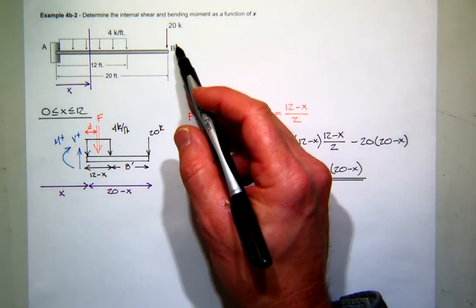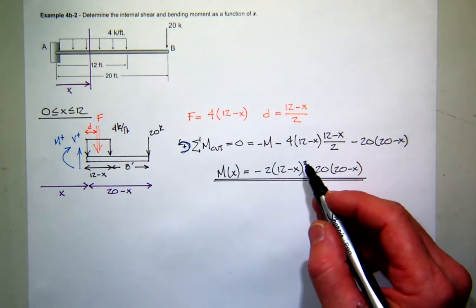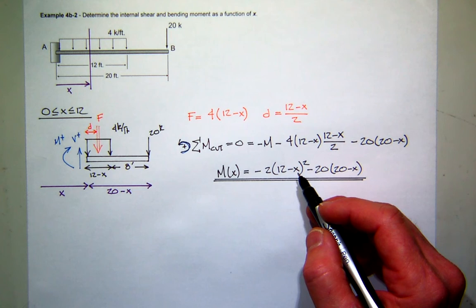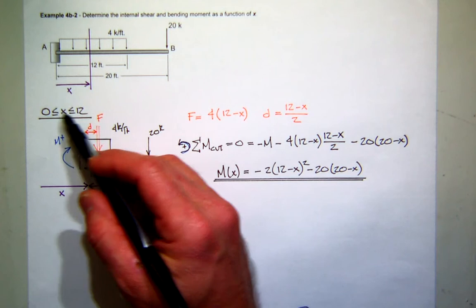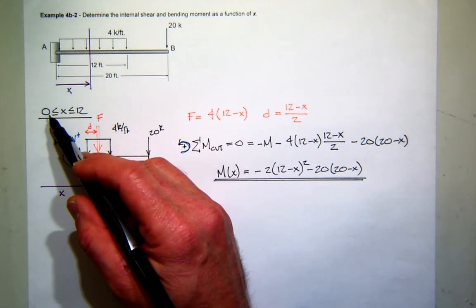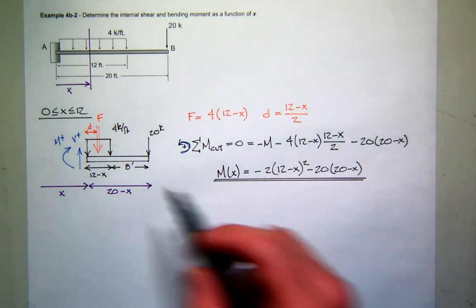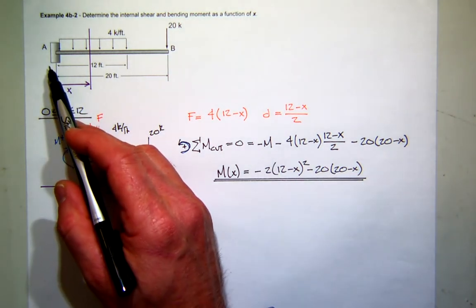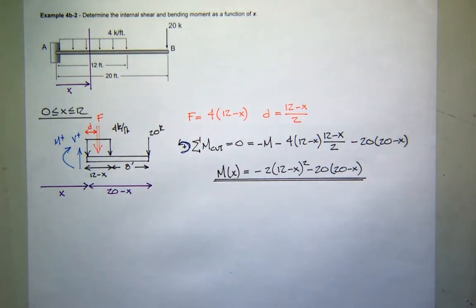What's the moment at B? 0. So if I put an x equal 20 here, what do I get? Oh, I don't get 0, do I? Oh, I'm sorry. I messed up. My equation only goes from 0 to 12. I can't put 20 in. But I can put 0 in. If I put 0 in, what do I get? Well, I'll get a value, and if you check, that would probably be equal to the reaction. We didn't solve for the reaction. I can't do anything right now. So I don't get that warm, fuzzy feeling that I can check anything.